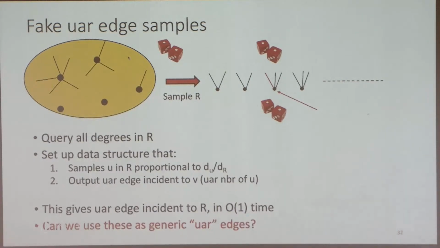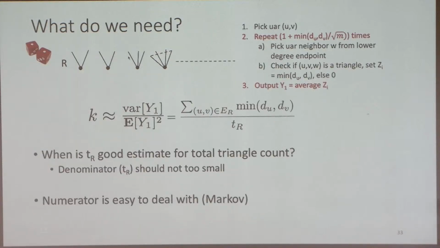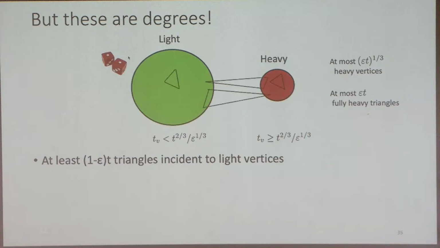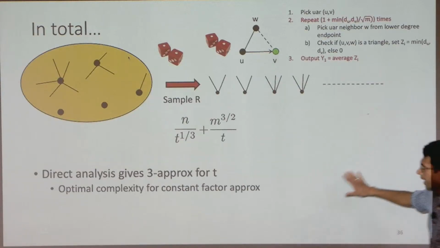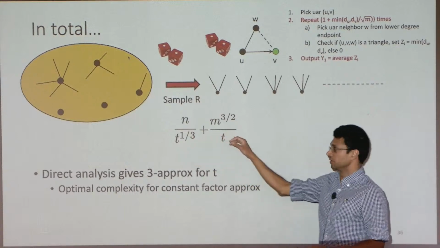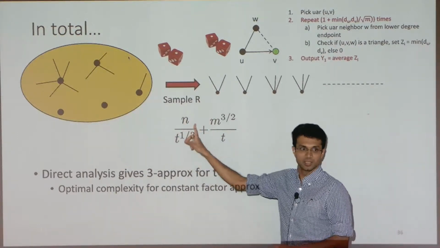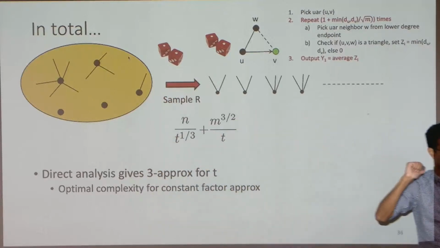Okay, so here the analysis is much more complicated, but you can do some tricks that I'm going to skip over, and you can get n over t to the 1/3 plus n to the 3/2. The n over t to the 1/3 is the number of vertices that you need to sample to be able to simulate that previous algorithm.